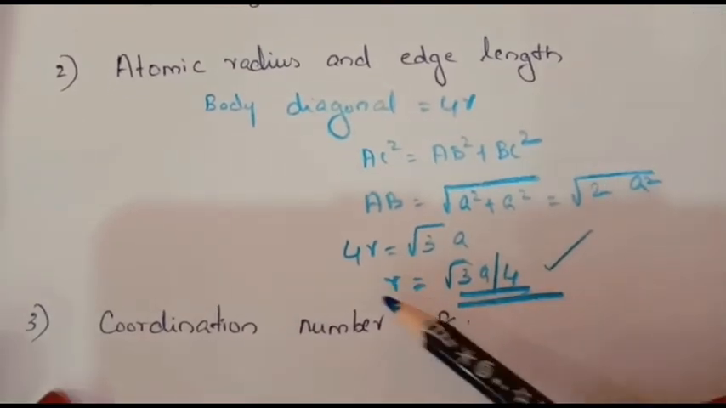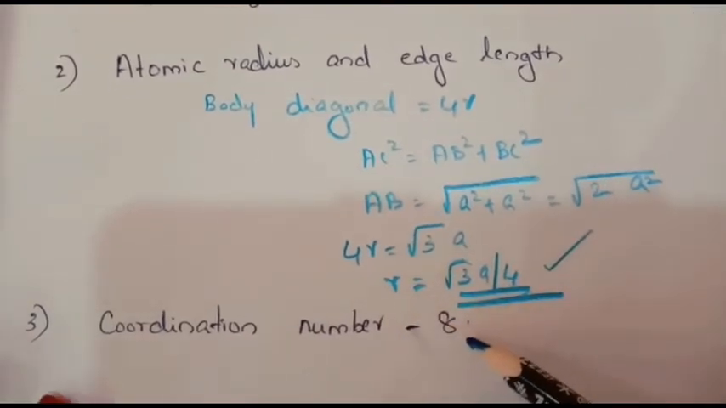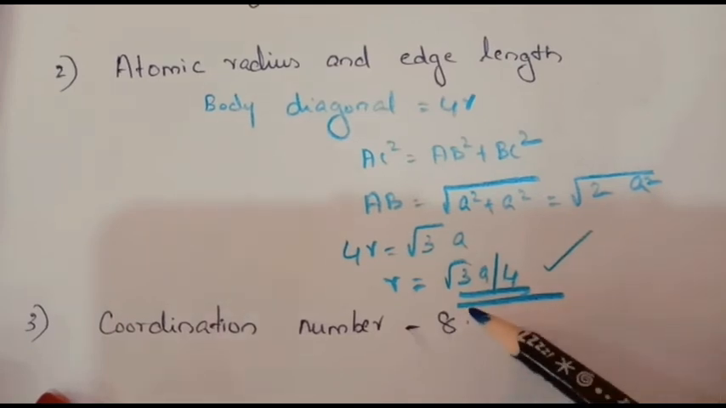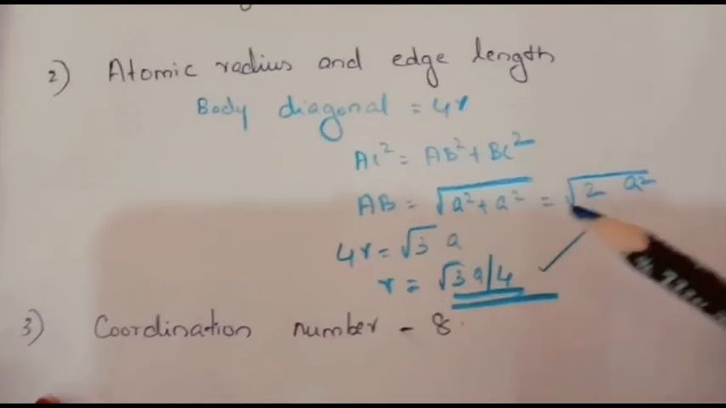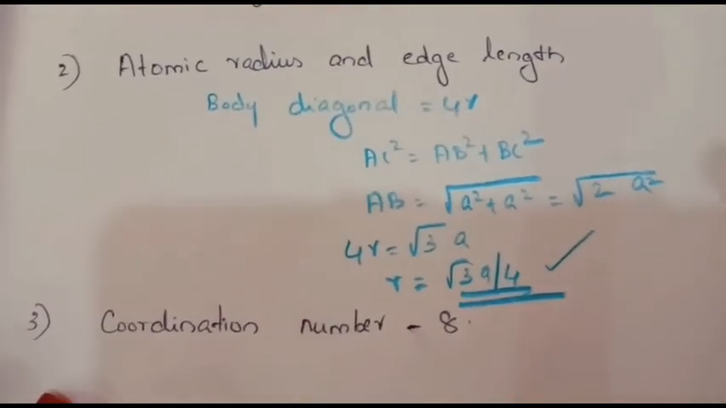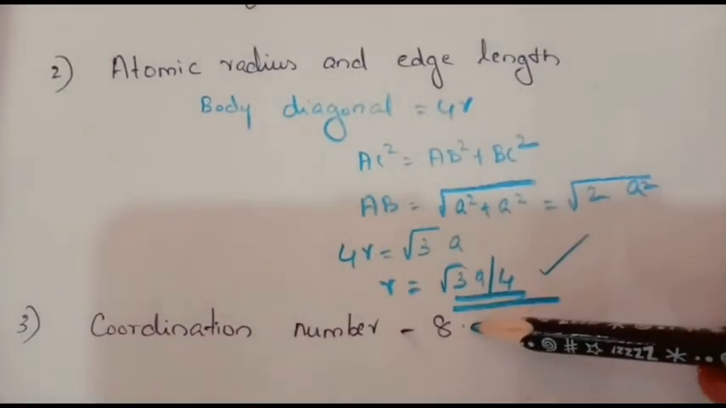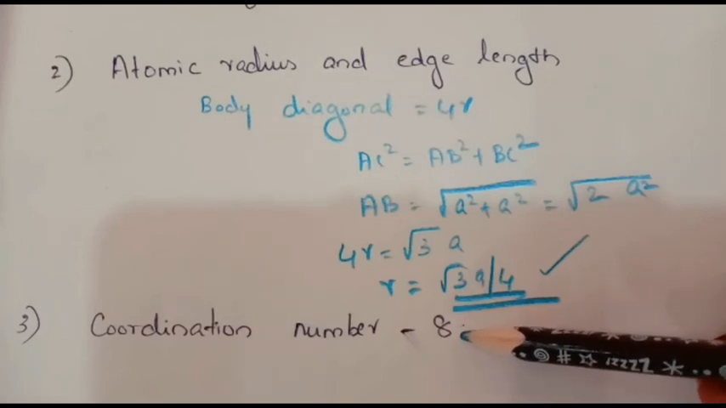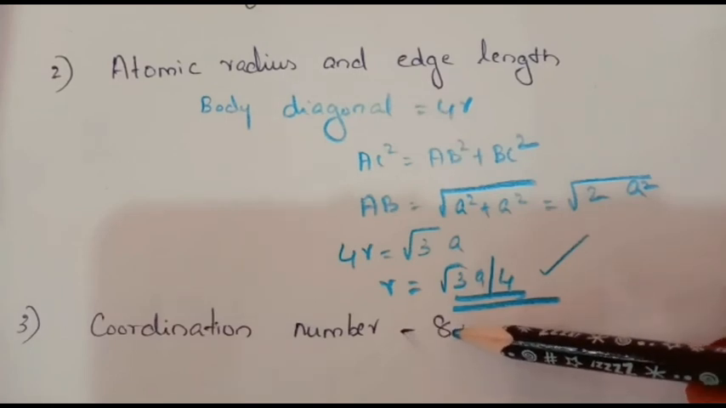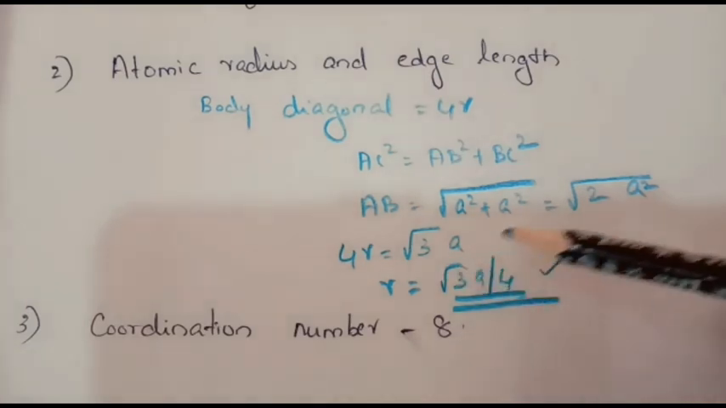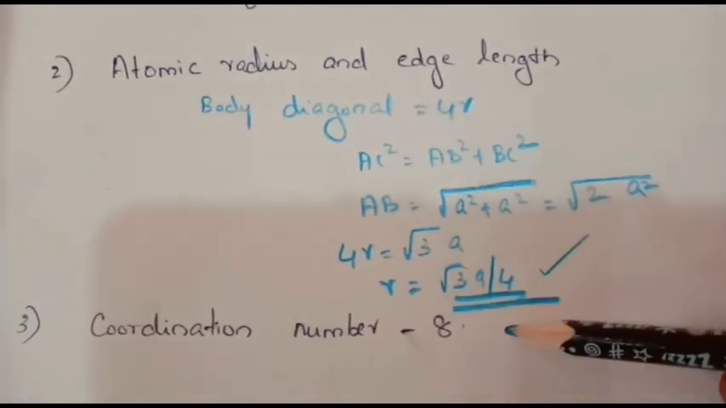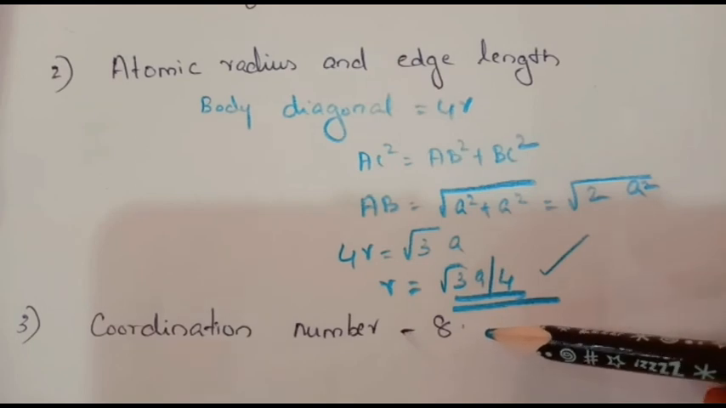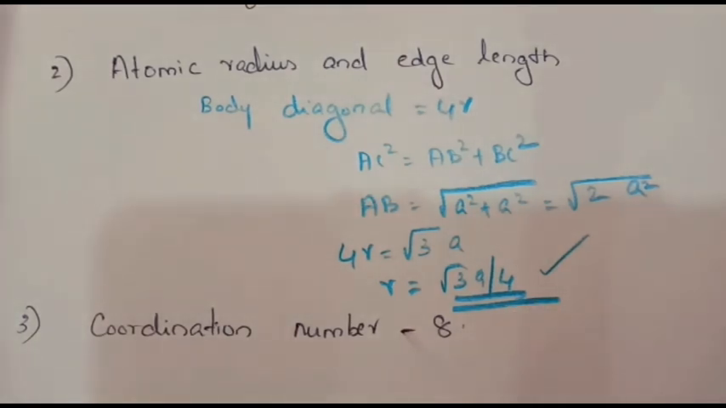Then next is the coordination number of the body-centered cube. We know one atom is inside the cube. That inside atom will be touching a total of 8 corners. So the total coordination number is 8. That means one atom is inside the cube, and that inside atom will touch 4 corners at the top and 4 corners at the bottom. So the total coordination number for the body-centered cube is 8.